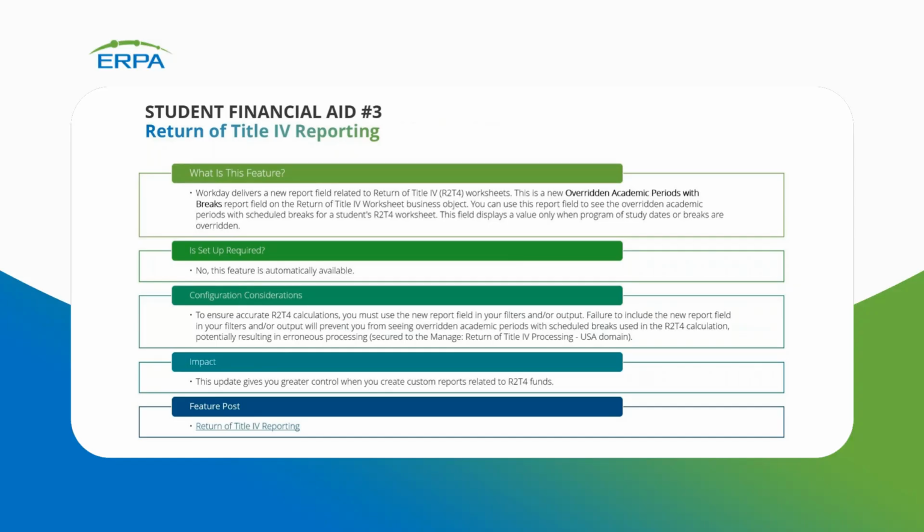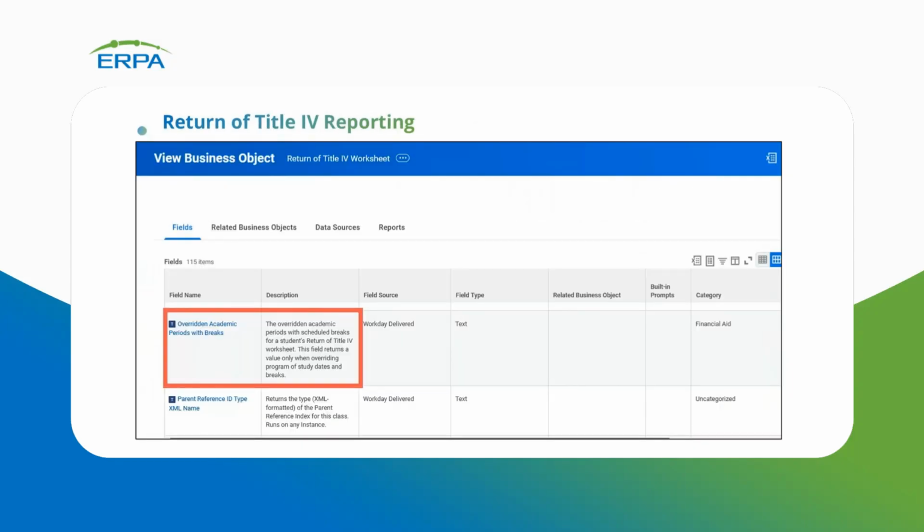Now, while this field is automatically available, of course, you need to update some existing reports that may be required so that you can use it in your filters and your output. If you don't include the new field, you're not going to see the overridden periods with scheduled breaks, and that could potentially cause you some errors. And you can see here in this slide the new field and the description for it.